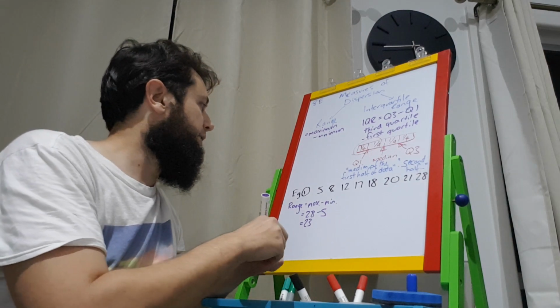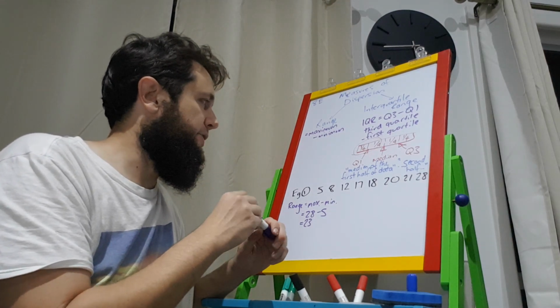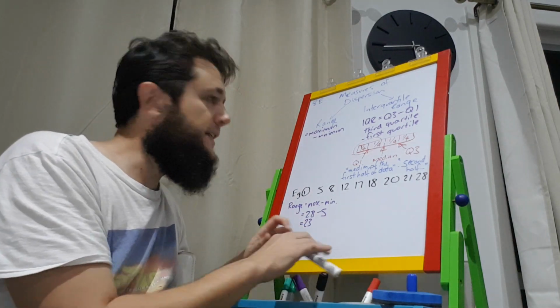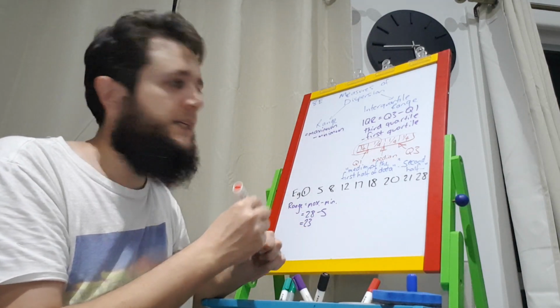Clearly, the more difficult here is the interquartile range. Now, if you were finding the median of this data, I'm going to start with the median.